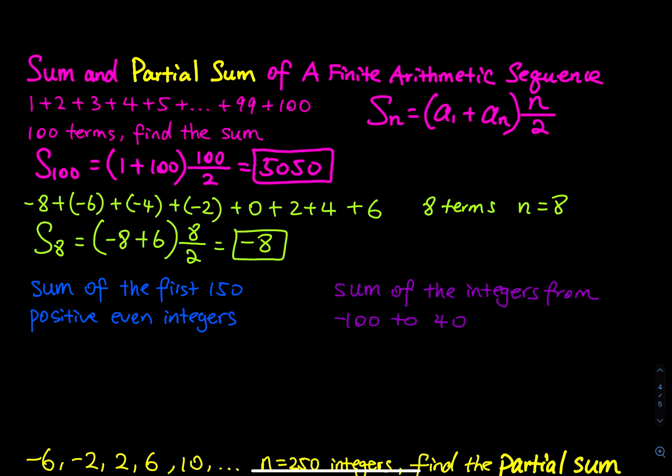I know adding 8 terms is easy. What if I ask you to add 800 terms? Then you want to use the formula to get the job done. All right, so moving on to something more difficult, the sum of the first 150 positive even integers. Now, 150 positive even integers.